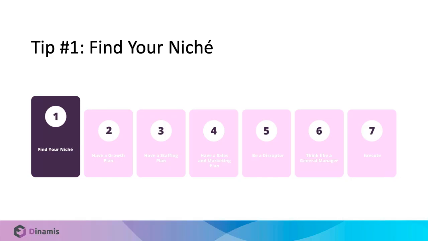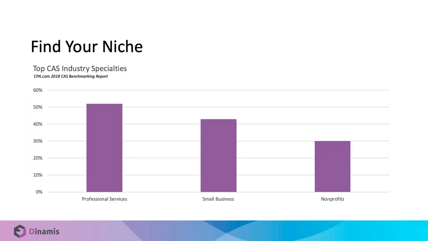And the title of our webinar today is 7 Tips for Growing Margins and Revenues in Your Client Accounting. And the first one of those is finding your niche. One of the things that both CPA.com and the AICPA recommend as you're trying to build an accounting services practice is to find a niche and focus on that before trying to be a generalist.